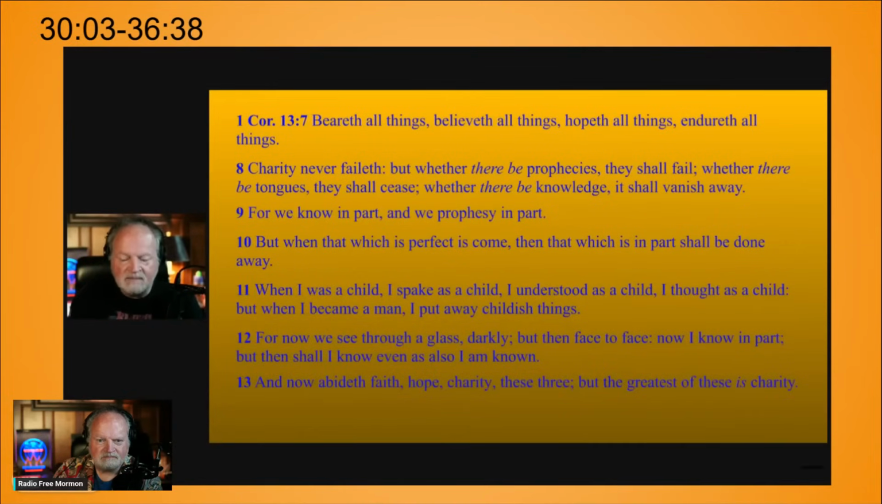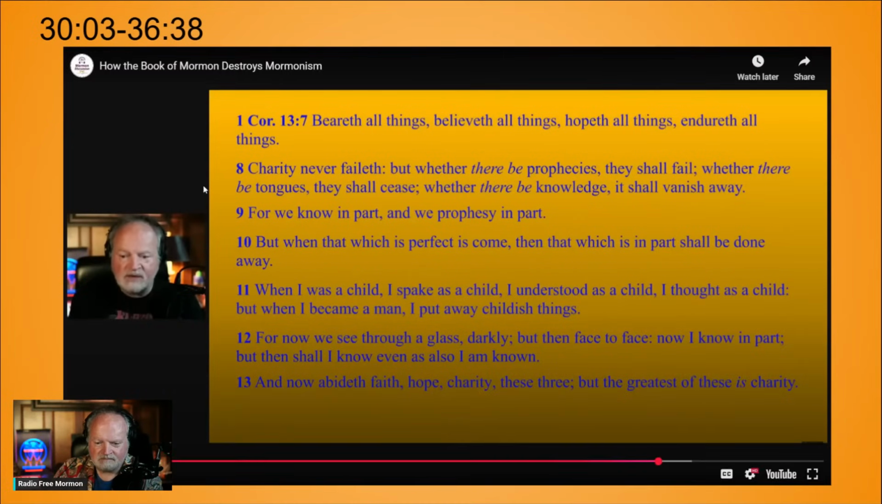Charity never faileth, but whether there be prophecies, they shall fail. Whether there be tongues, they shall cease. Whether there be knowledge, it shall vanish away. For we know in part, and we prophesy in part. But when that which is perfect is come, then that which is in part shall be done away. When I was a child, I spake as a child, I understood as a child, I thought as a child, but when I became a man, I put away childish things. For now we see through a glass darkly, but then face to face. Now I know in part, but then shall I know, even as also I am known. And now abideth faith, hope, charity, these three. But the greatest of these is charity.